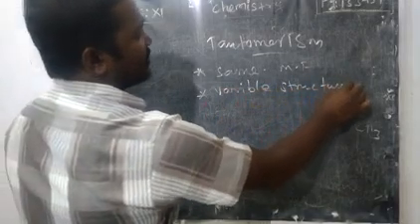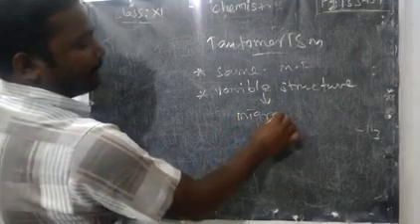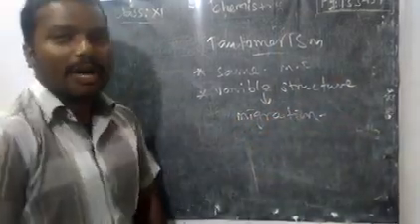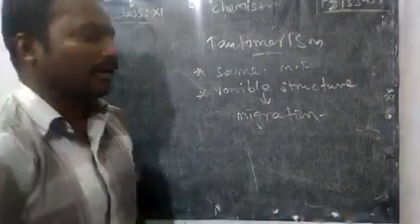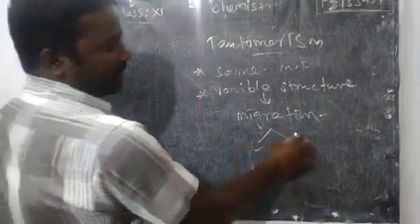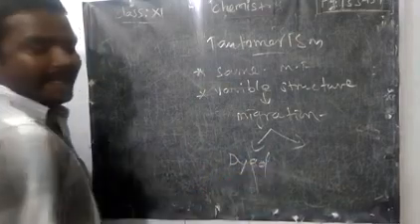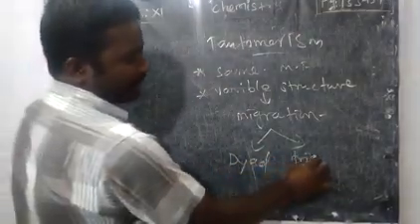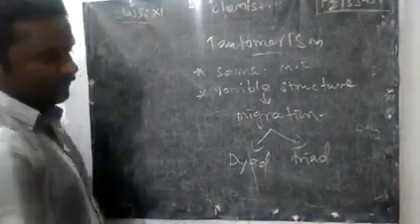How will the structure vary? Because of migration. Migration means movement of a certain compound based on a particular nucleus. It may be a single nucleus or double nucleus. Okay. So this tautomerism itself is divided into two. One is dyad, di means two. Another one is triad. So we will see the dyad system first.